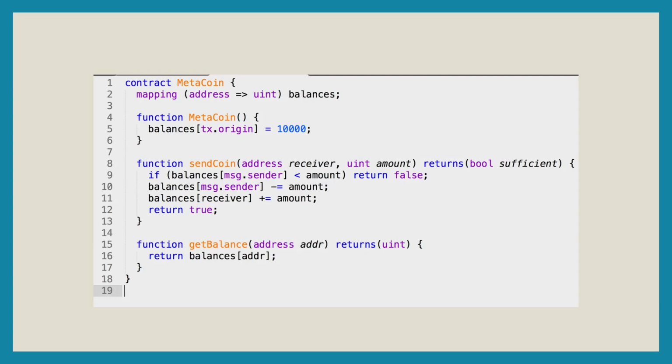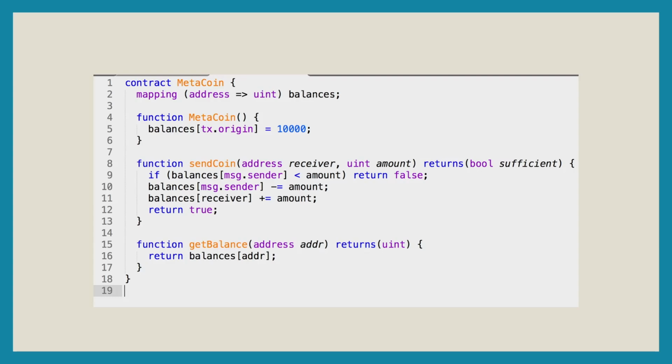Next is the constructor function. Function MetaCoin. This is the constructor function with the same name as the contract. It initializes the balance of the contract creator, tx.origin, to 10,000 metacoins when the contract is deployed.